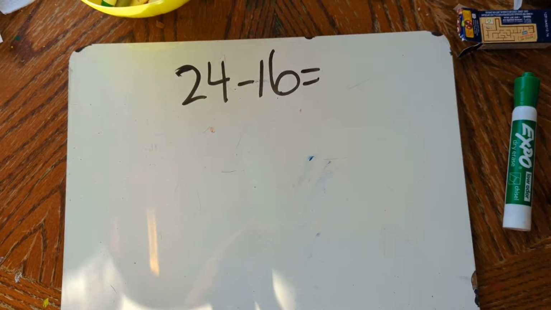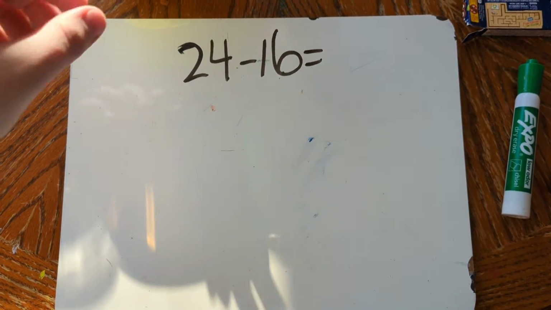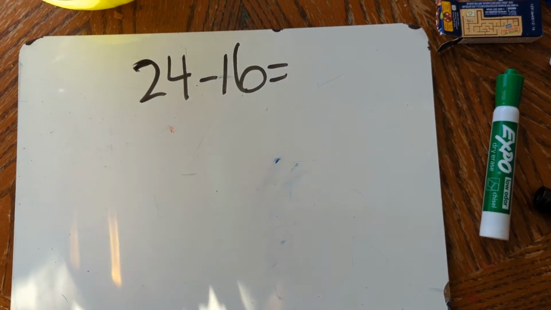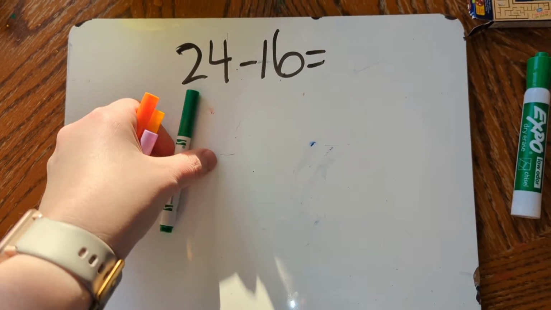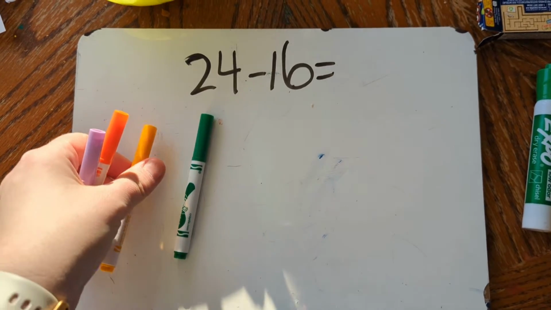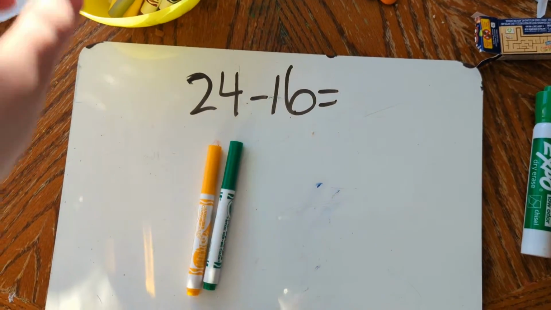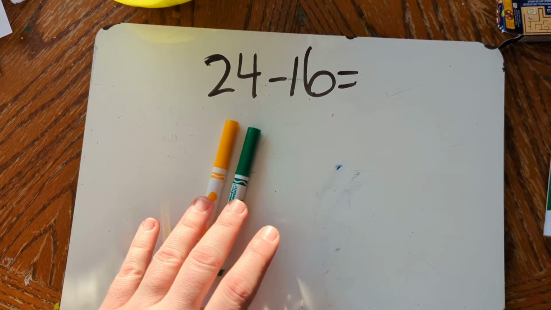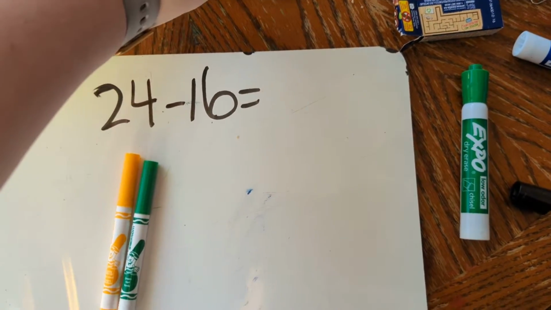I can already tell that this is going to require regrouping because I'm looking at the ones and I can tell. But I'll go through this with you. So here, there are two groups of 10. Again, I'm using the small markers as my tens rods, and I'm going to use my Smarties for my ones.